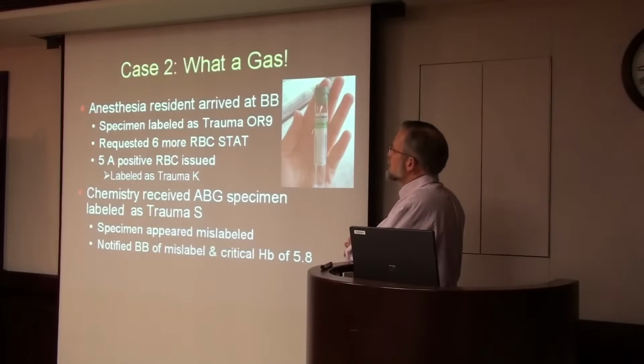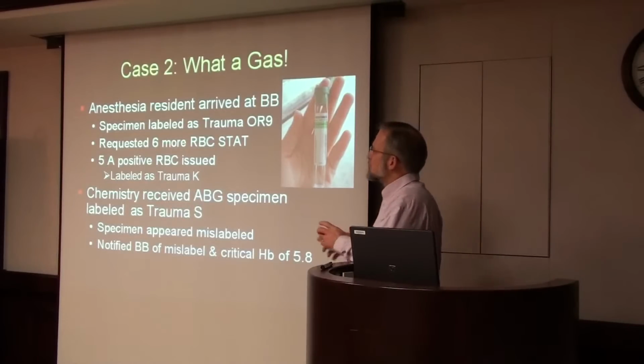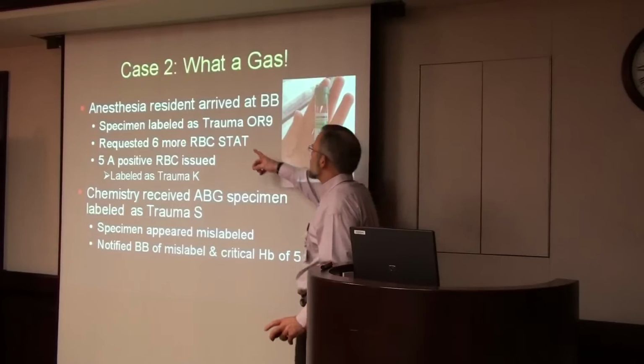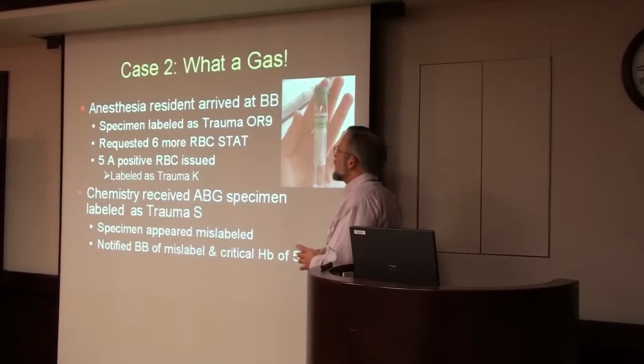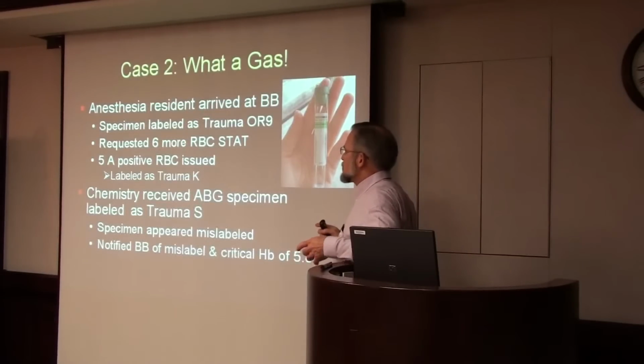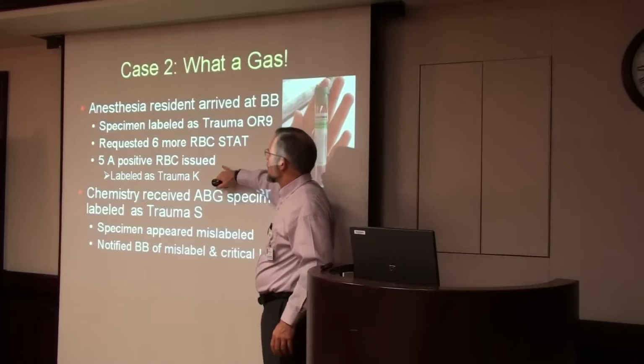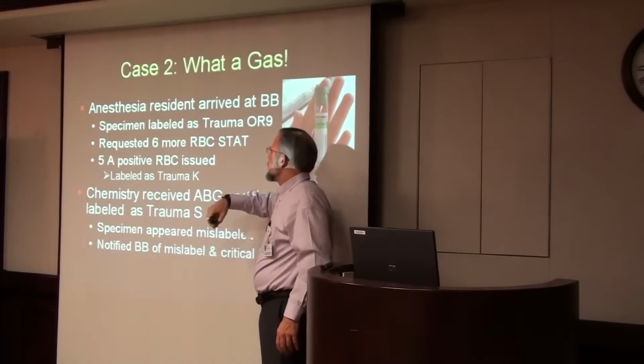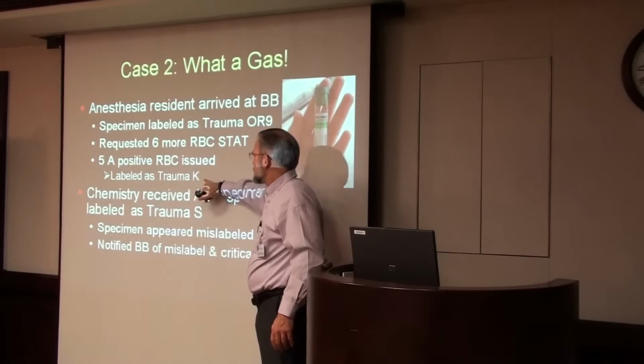Shortly after we sent those up to the OR, an anesthesia resident arrived at the blood bank window down on B level and had a specimen in his hand that was labeled not as trauma I, K, or S, but labeled trauma OR9. And they said we have to have 6 more units of red blood cells stat. So we assumed this was the same patient we got the specimen from before, and we issued 5 more A positive red blood cells, and we labeled those as trauma patient K.